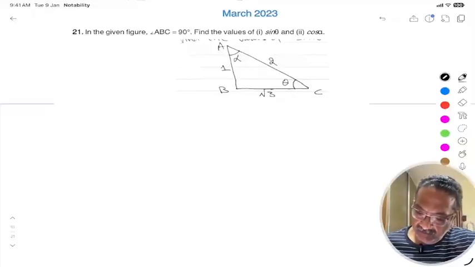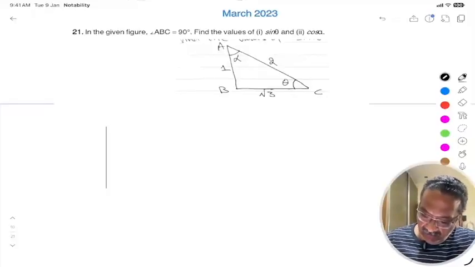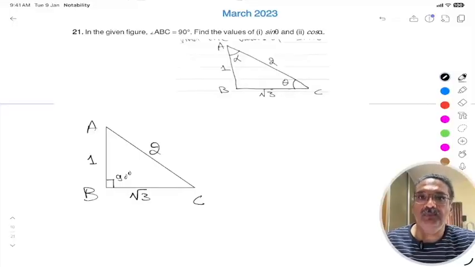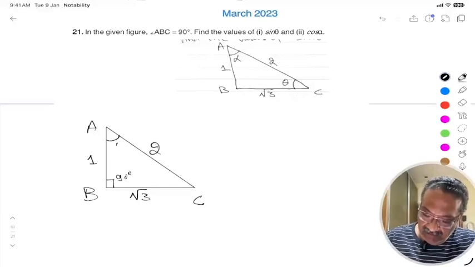In the given figure, ABC is 90 degrees. So they have given a triangle ABC. See, ABC, this is 90 degrees. Okay, side BC they have given as root 3, and AB they have given as 1, and AC is given as 2. And angle A is alpha, angle C is theta.